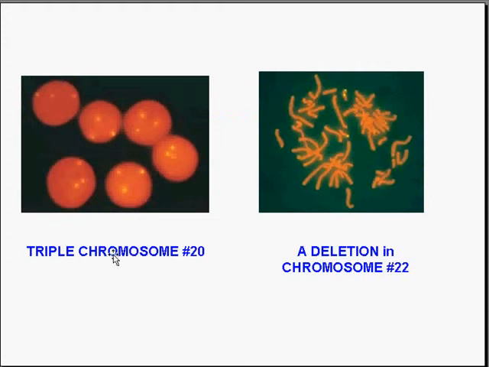Here is FISH, and every one of these little dots represents a part in chromosome 20. So you can tell that each complement of chromosomes has an additional number 20. So that's a trisomy 20. In this FISH study, you can see that they've taken a part and fluorescently labeled it, which shows that there was an actual deletion in chromosome number 22.